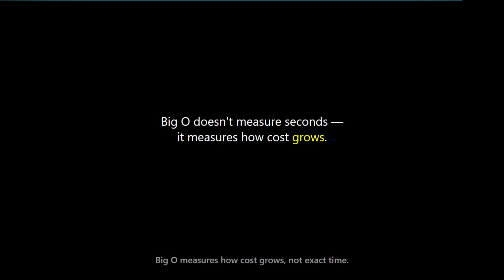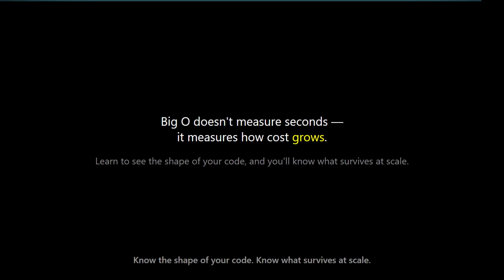Big O doesn't measure seconds, it measures how cost grows as input grows. Learn to see the shape of your code and you'll know what survives at scale.